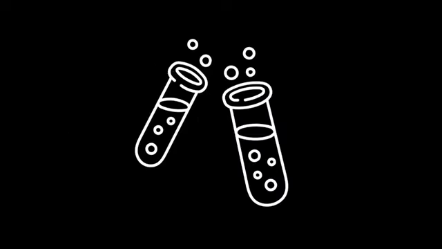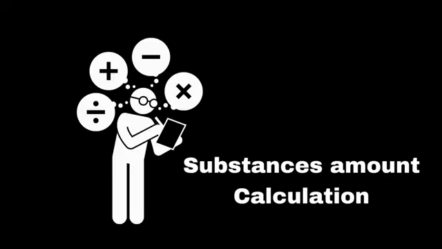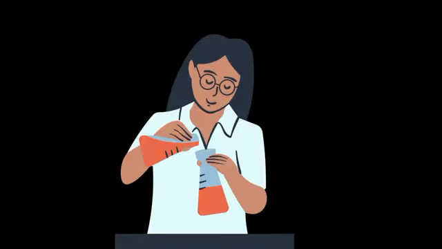Stoichiometry is the branch of chemistry that deals with the quantitative relationships between the reactants and products in a chemical reaction. It involves calculating the amounts of substances consumed or produced in reactions using balanced chemical equations. Stoichiometry is essential for predicting the quantities of materials needed for reactions.